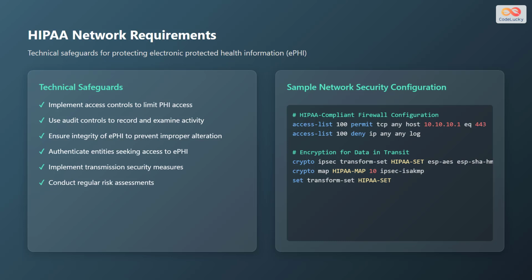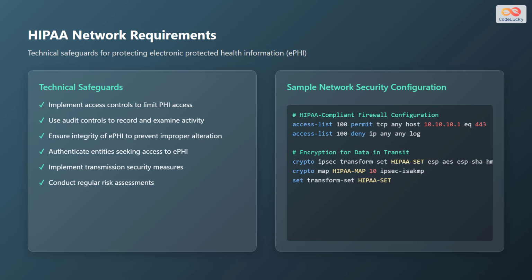Let's understand the technical safeguards for protecting electronic protected health information, also known as EPHI. On the left, we have technical safeguards that include access control, audit controls, integrity, authentication, and transmission security. First, implement access controls to limit EPHI access based on roles and responsibilities. Second, use audit controls to record and examine activity in information systems that contain or use EPHI. Third, ensure the integrity of electronic protected health information to prevent improper alteration or destruction.